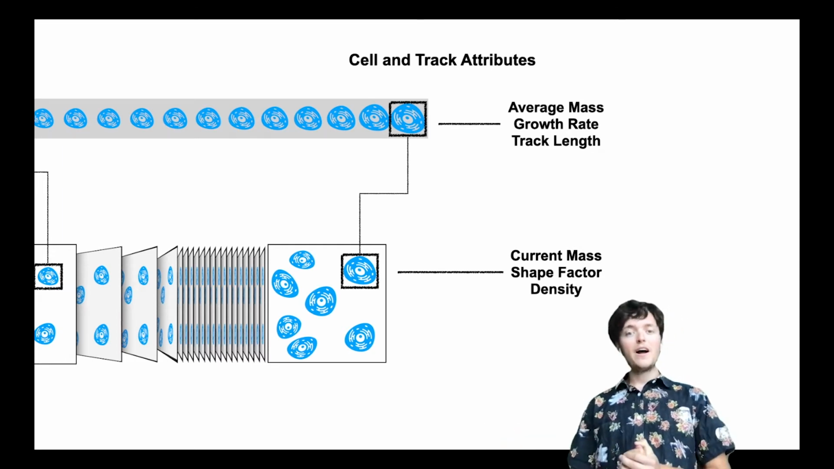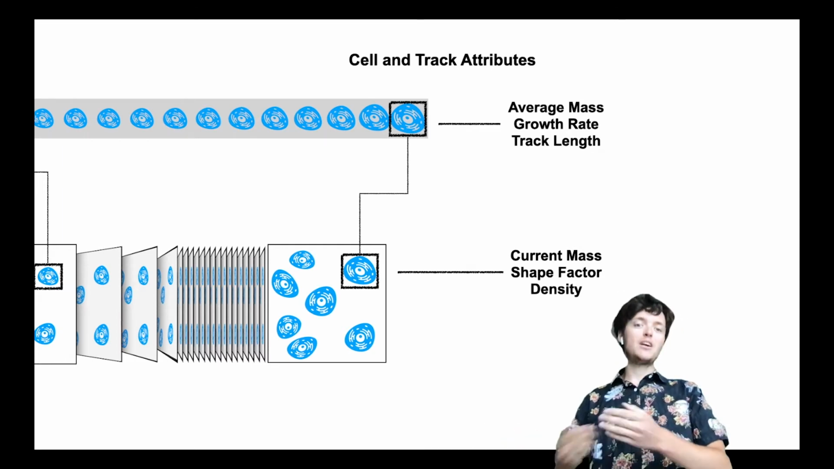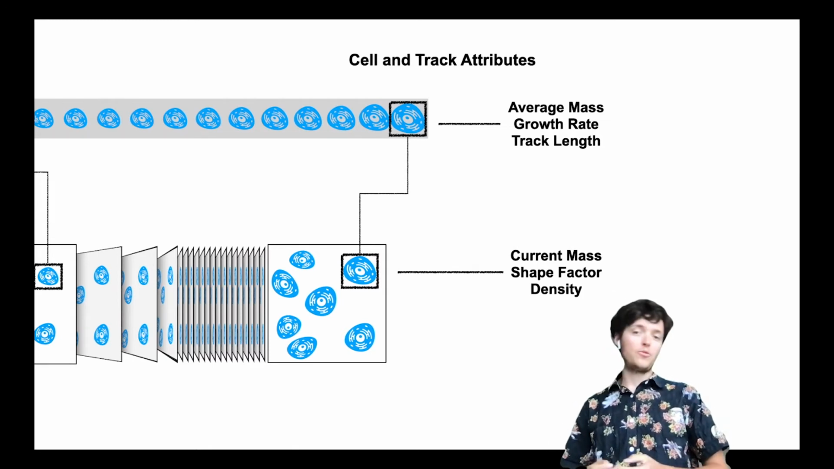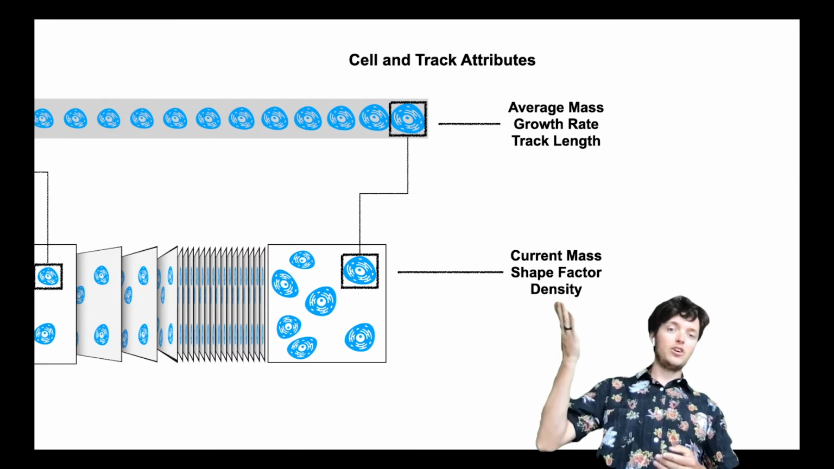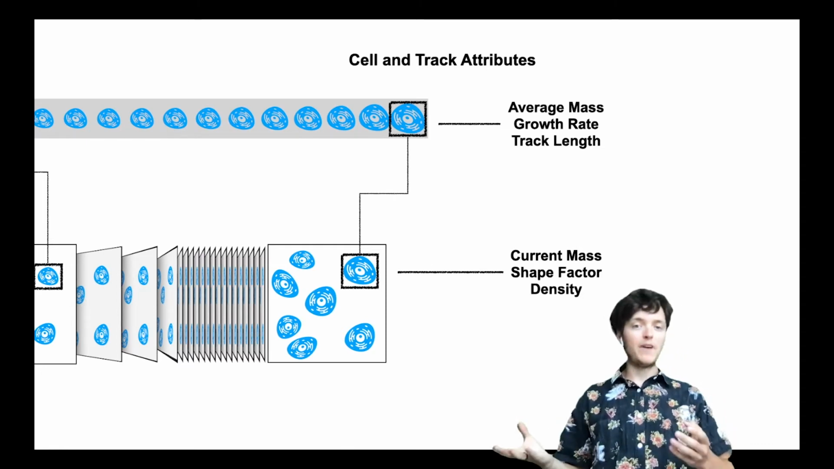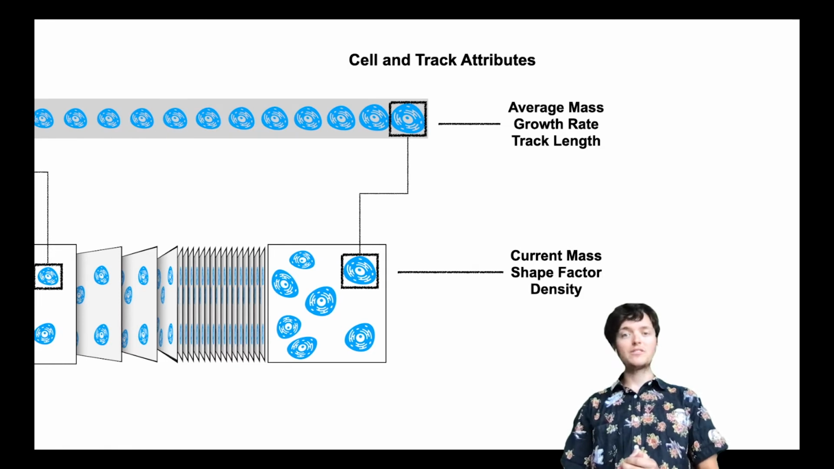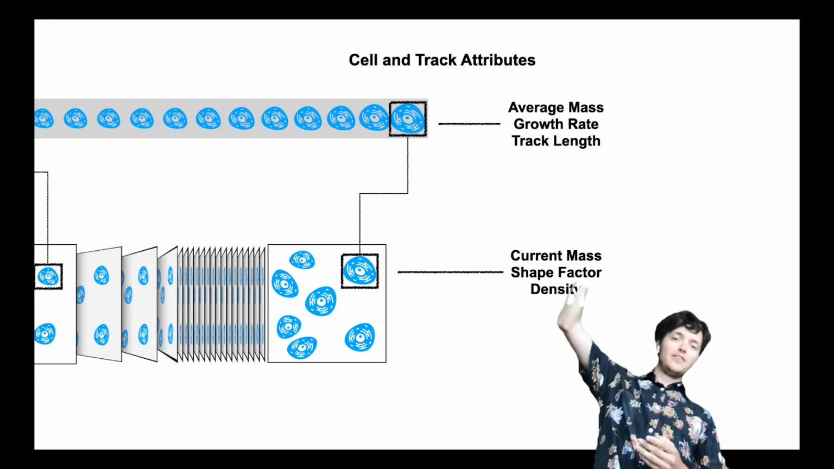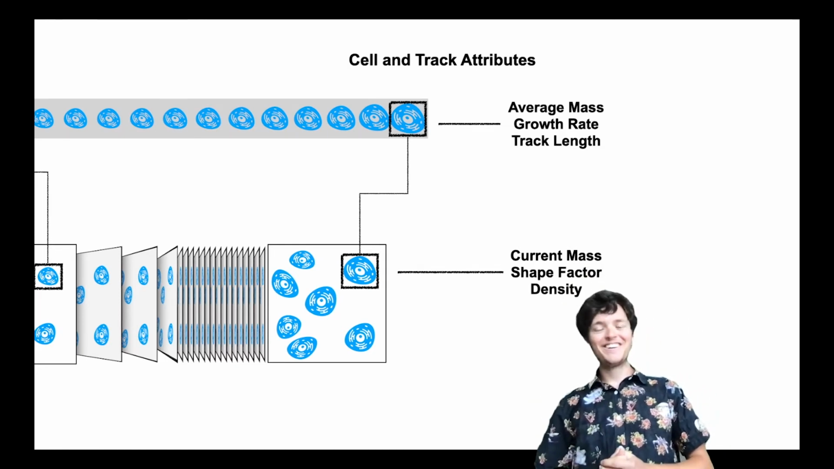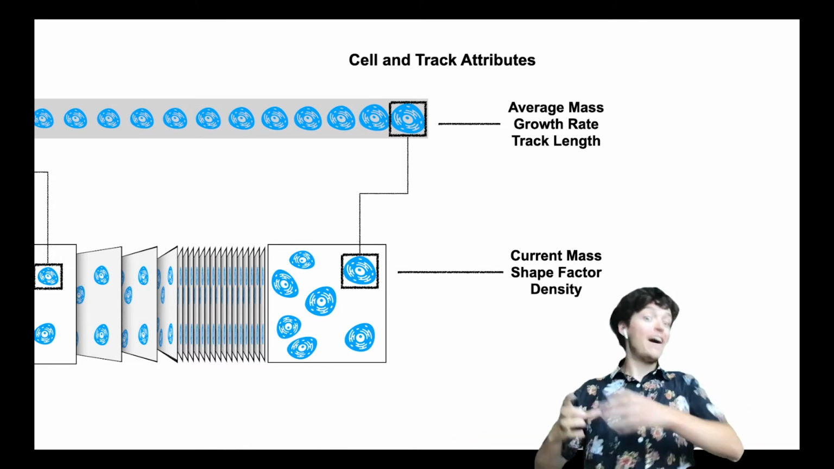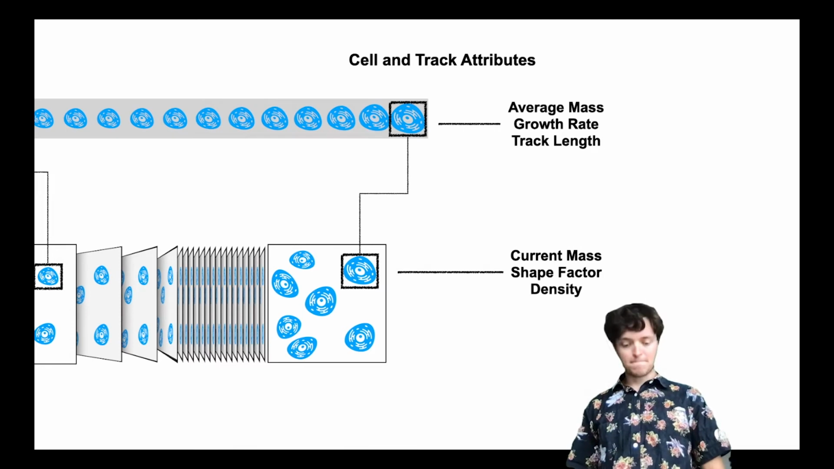In addition to these images and segmentations and tracks, we record metadata for individual cells, such as the current mass, its shape factor, like how round it is, or any other number of attributes. And with the tracks, you can measure things like the growth rate of an individual cell, or its average mass over some period of time.